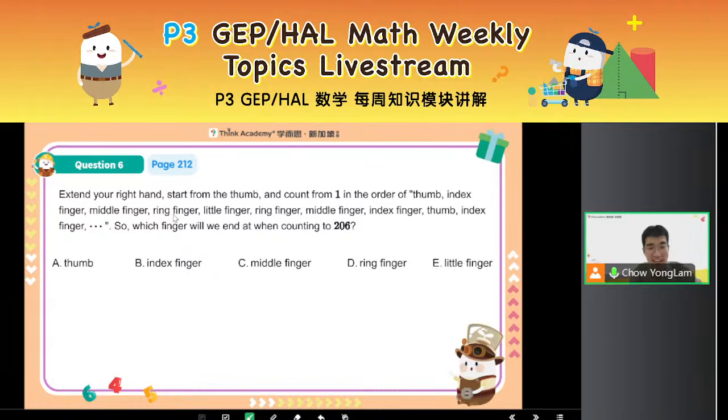Extend your right hand. Okay, so let's extend our right hand together. Start from the thumb and count from 1 in the order of thumb, index finger, middle finger, ring finger, little finger, ring finger, middle finger, index finger, thumb, index finger, and then you keep going, keep going, keep going, right? So you realize that you're counting the fingers back and forth. So which finger will we end at when we count to 206?